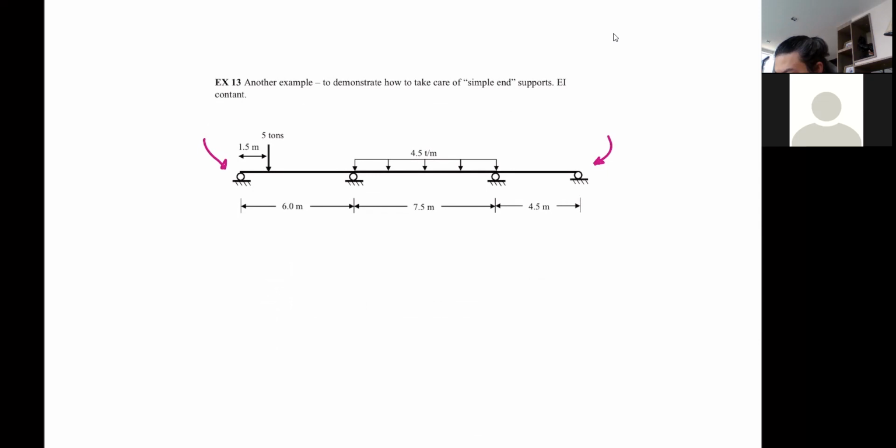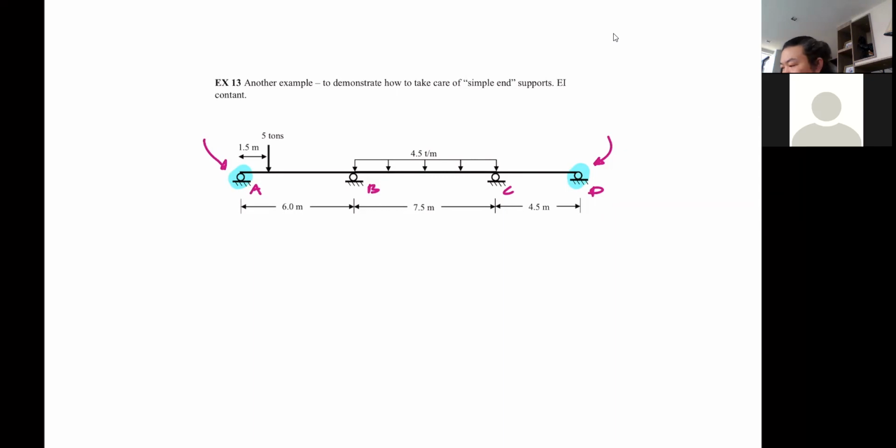Let's give them some names: A, B, C, and D. If you don't do any modification, you have to go back and forth to supports A and D, and that makes your life miserable. But if you realize that support A is a simple support at the end, and support D is also a simple support at the end, and both have moment equal to 0 at the end, we can do some modification.